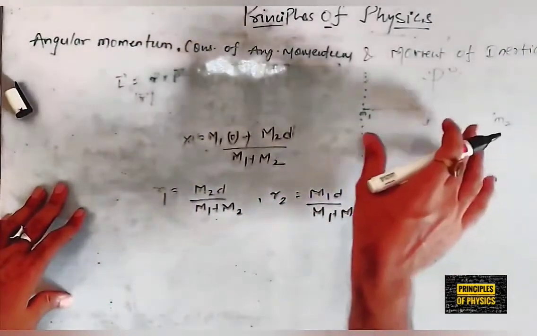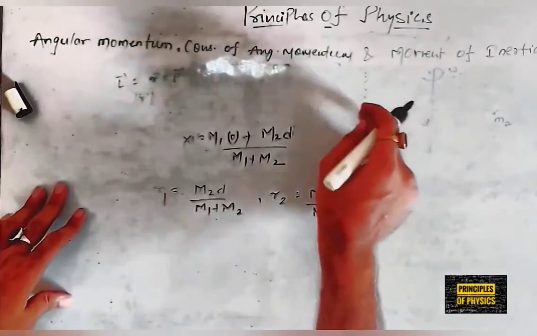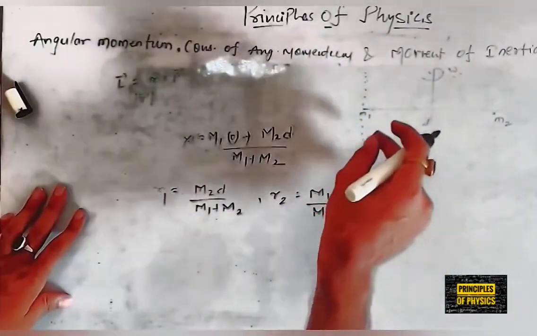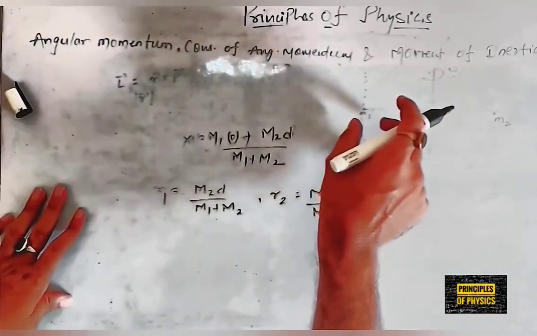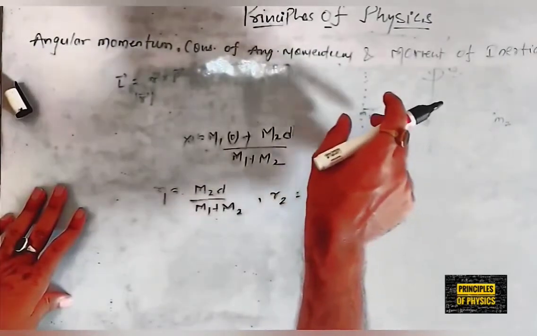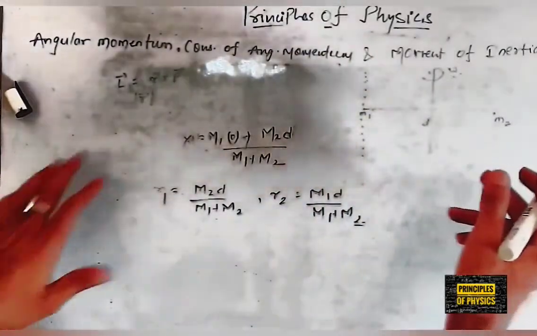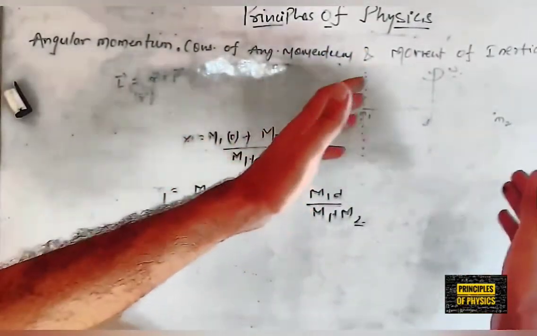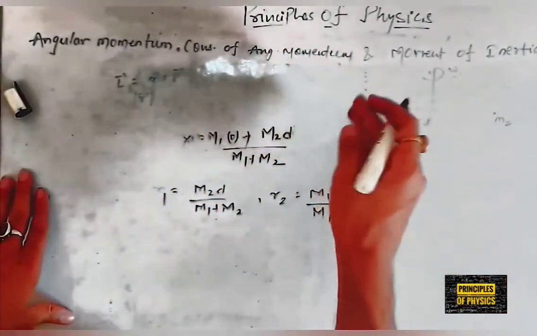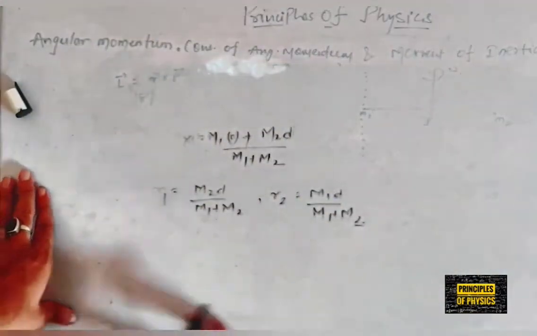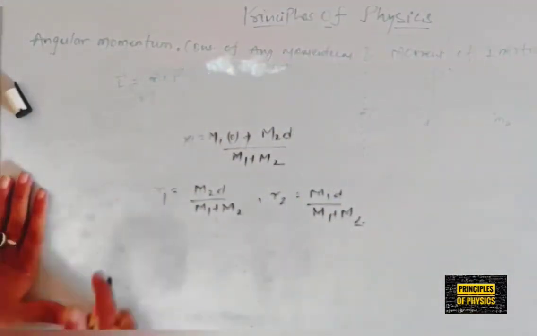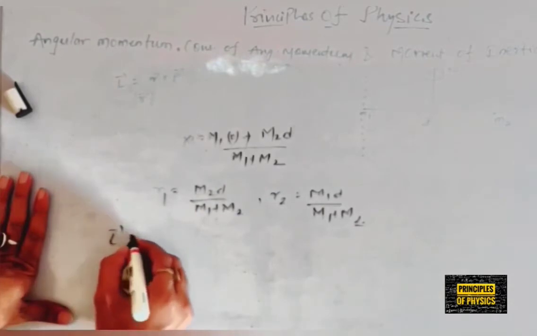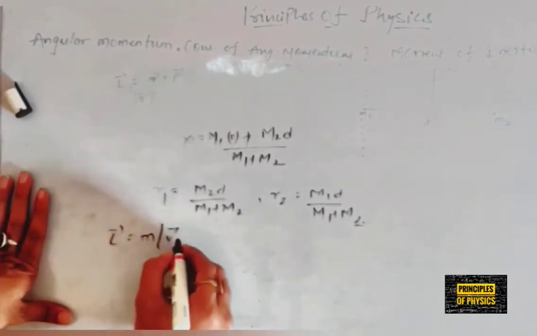We always say the system because of the masses of m1 and m2. We are not finding the angular momentum of each particle. We are finding the angular momentum of both particles at the same time. So we can call this a system of particles containing m1 and m2. Now we will put this in the formula L equals m v cross r.